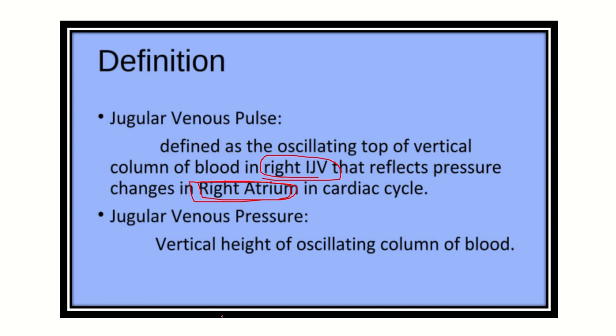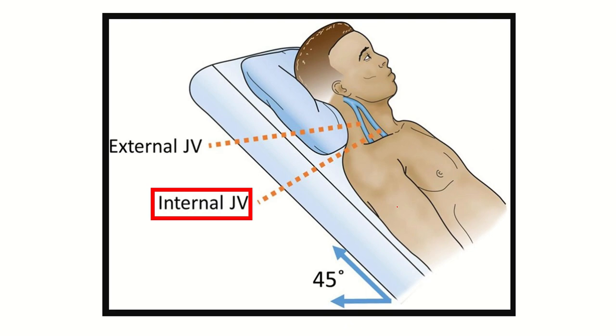So the jugular venous pressure, what is it? It is the vertical height of the oscillating column of the blood. So first of all, here we can see this is the right internal jugular vein, and the pressure of this right internal jugular vein, it is actually pressure of the right atrium. And here you can see the position of the patient. It is about 45° for measuring the internal jugular venous pressure.